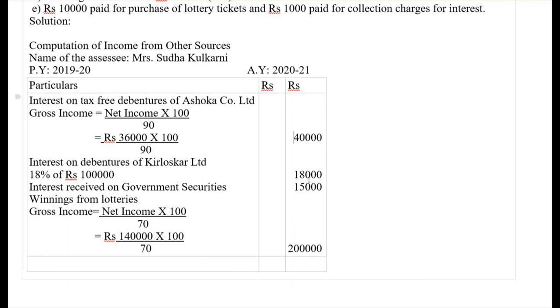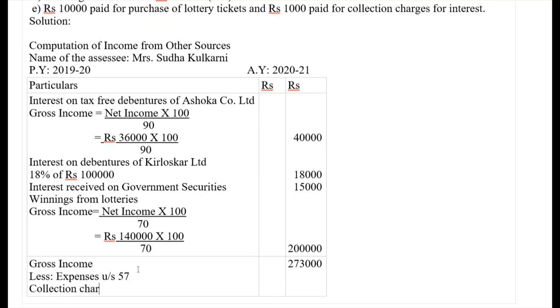Now let's take the total. 40 plus 33, 73, so 2,73,000 here. Once again you can check it out: 8 plus 5, 13, carry 1; 1 plus 1, 2; 2 plus 1, 3; 3 plus 1, 4; 7, 2. This is the gross income, less expenses or deduction under section 57. We can deduct only the collection charges paid, which is given as rupees 1000.